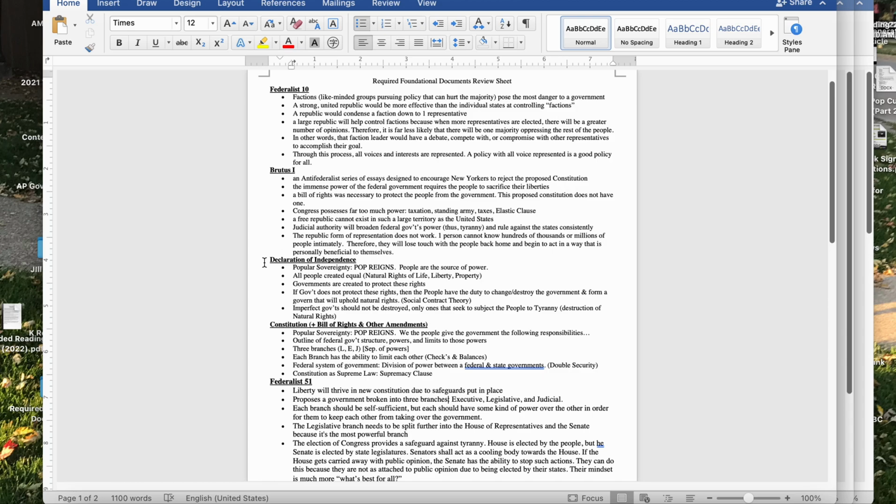But the one thing I did put down here is, if separation of powers and checks and balances isn't enough for you, they also put in a double level of security by creating a federal system of government where we divided the power between a federal government and states. And Federalist 51 kind of has similar language.